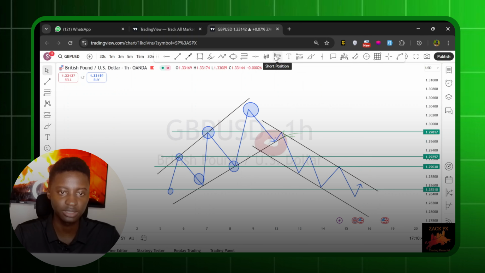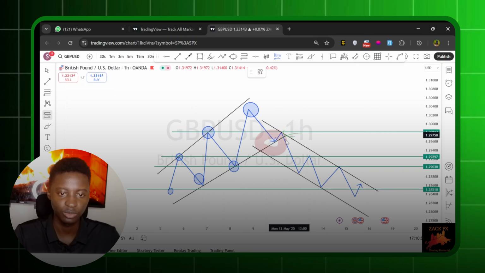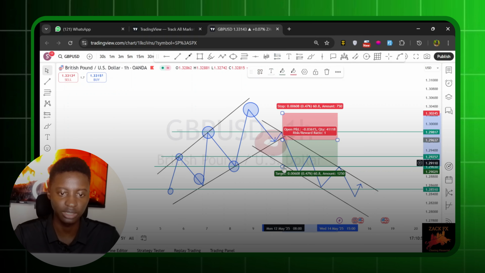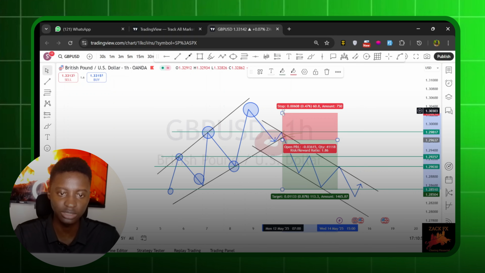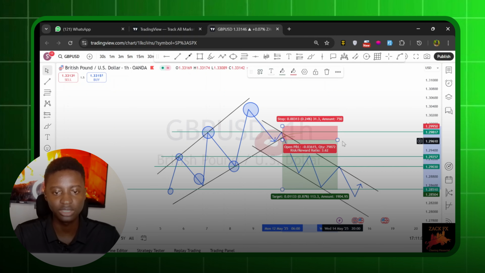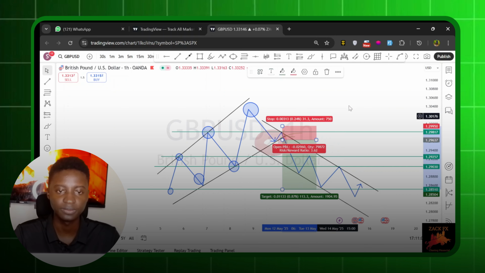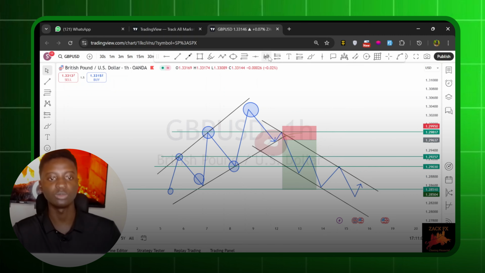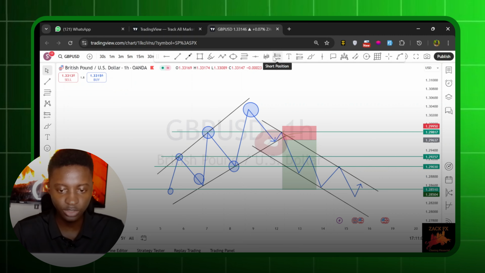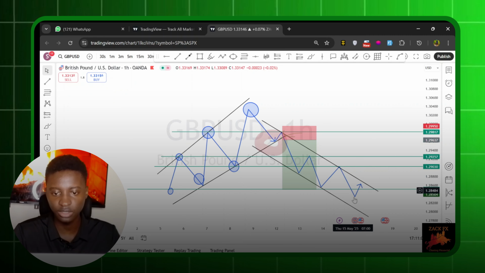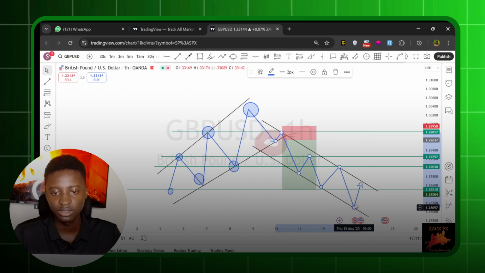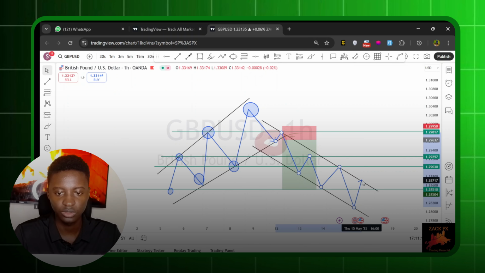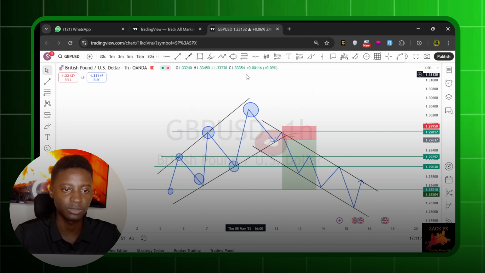So when price breaks out for a sell, we will look for selling opportunities, and I'll get into the details of how you actually get to enter these selling opportunities in a manner that will not affect your risk management, and it will be favorable for you to actually execute good positions that will help you get some good profits with very minimal drawdown.